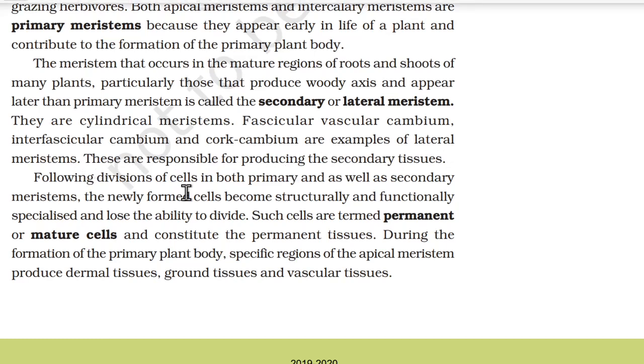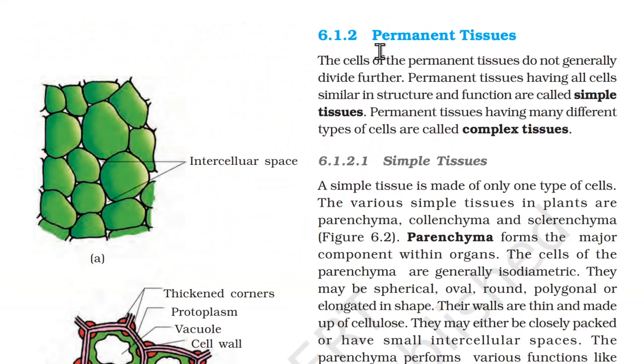Following divisions of cells in both primary as well as secondary meristems, the newly formed cells become structurally and functionally specialized and lose the ability to divide. Such cells are termed permanent or mature cells and constitute the permanent tissues. During the formation of the primary plant body, specific regions of the apical meristem produce dermal tissues, ground tissues and vascular tissues. 6.1.2 Permanent tissues. The cells of the permanent tissues do not generally divide further. Permanent tissues having all cells similar in structure and function are called simple tissues. Permanent tissues having many different types of cells are called complex tissues.